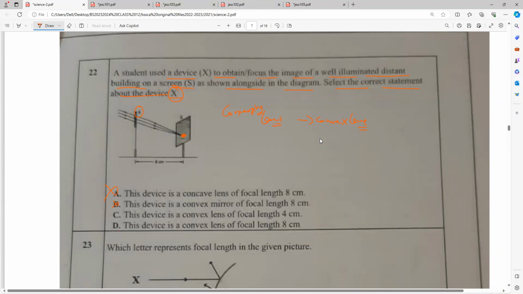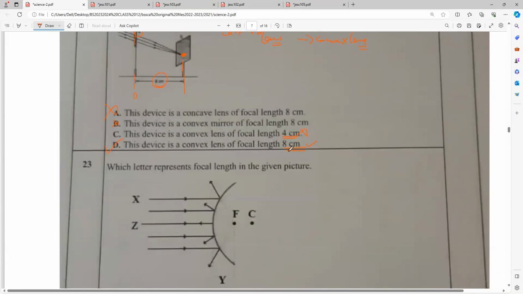So C and D remain, but see the focal length. From the optical center to where the image is forming on the screen, the distance is 8 centimeter. So what is the option? Here they have given only 4 centimeter. So option D is the correct one, where it is 8 centimeter. That's all it is.